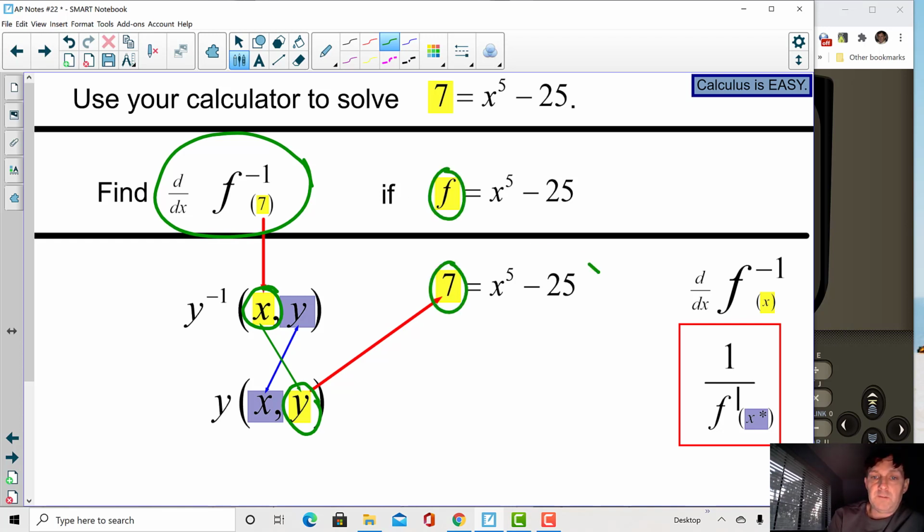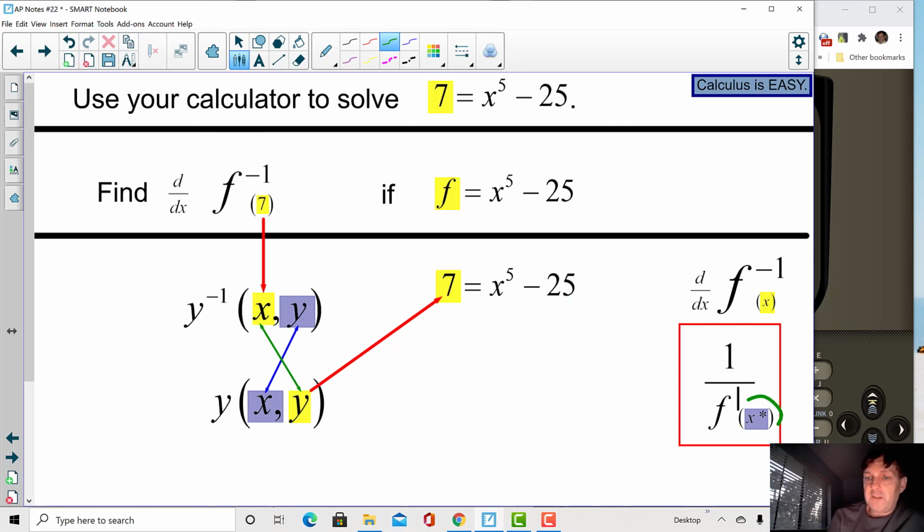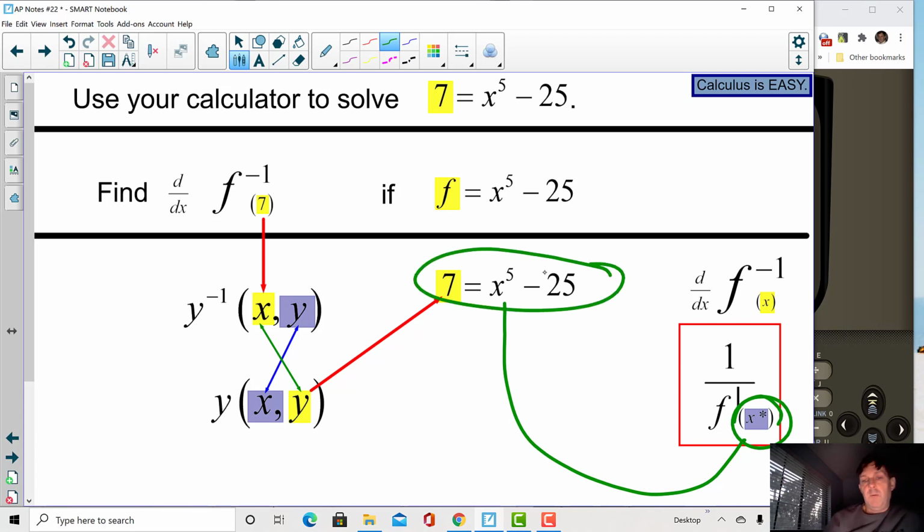And now we want to solve this because that'll tell us the x value that we want to go right here in our final answer. Remember, your final answer is 1 over f prime of x, but we need to figure out what x is. If we solve this equation, that'll tell us the x value that we're going to use at that spot. So we need to solve this equation, and we're just going to do it with the graphing calculator. So let's have a look.